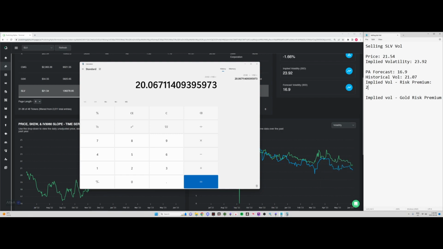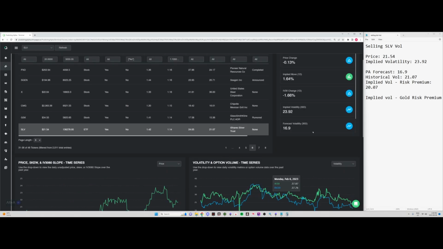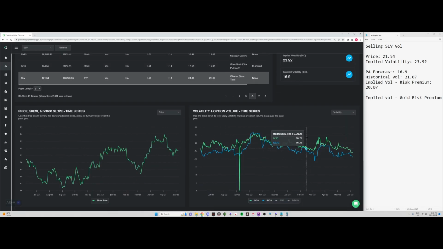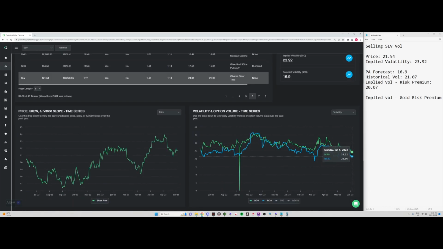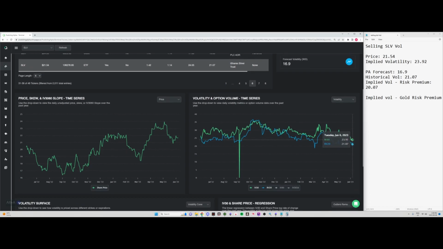So we're gonna write this down, 20.06. We'll round this up to 20.07. Doesn't really matter too much. And yeah, we have our three forecasts based on historical volatility. We used the PA forecast, we used our historical volatility, and then we used the implied vol after taking out the premium. What we can do now is compare the implied vol with a similar, correlated stock and see if we see anything suspiciously different.